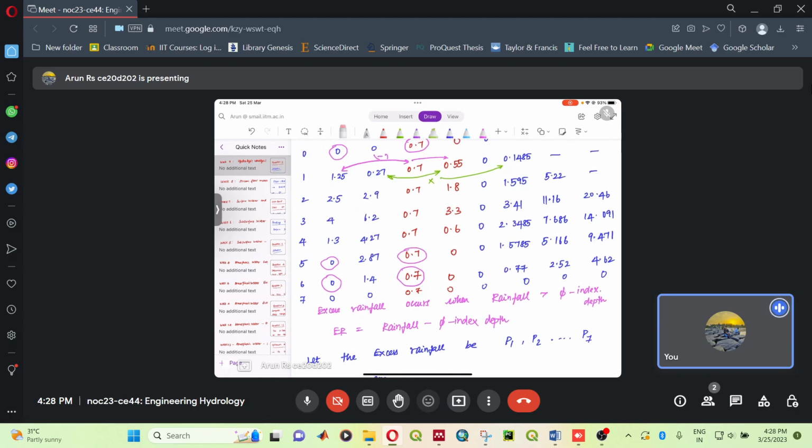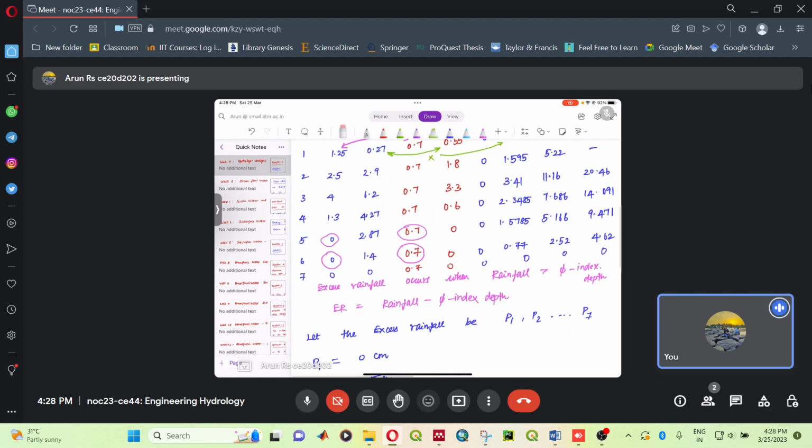But let's say that if we do like this, we eliminate any one of the three which we selected. So let's say that we eliminate the fourth block. So our rainfall will now be 1.25 plus 2.5, that equals 3.75. So the phi index will be because of the rainfall blocks which are occurring due to the third hour and the fourth hour.